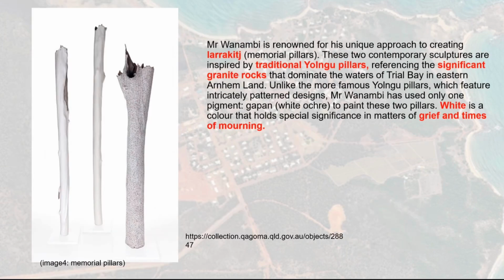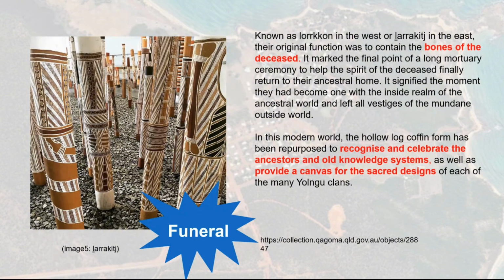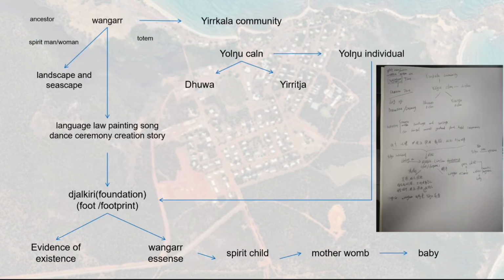The next is Larrakitj, a symbol of grief and times of mourning. And the next also uses bones of the deceased, a symbol to recognize and celebrate their ancestors and old knowledge systems, as well as providing a canvas for the clan designs of each of the many Yolngu clans. So the keyword of this part is footnote.